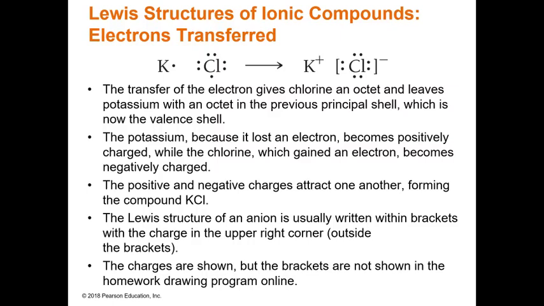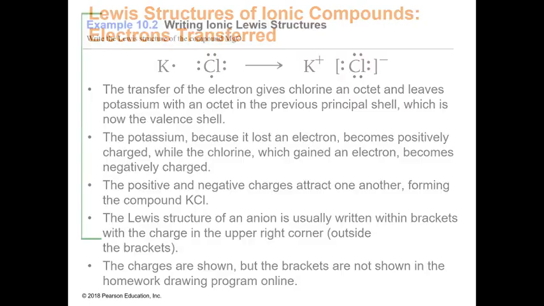After the transfer, potassium becomes a positively charged ion K+, and chlorine becomes a negatively charged ion Cl-. These oppositely charged ions attract and form the compound KCl. In drawings, we typically enclose the anion in brackets and indicate its charge in the upper right.